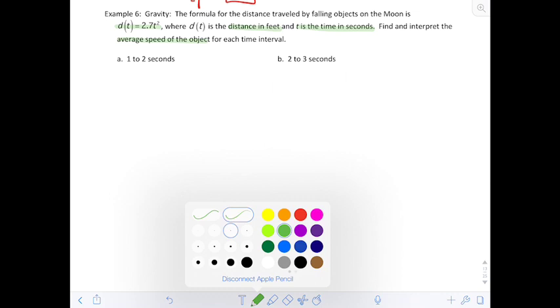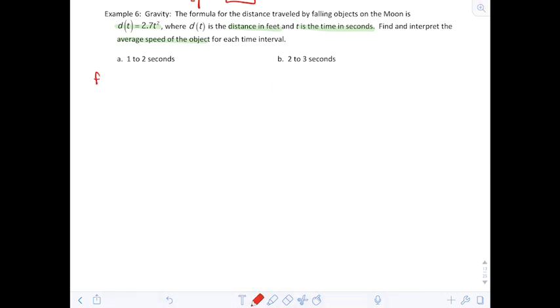So we're going to start out by finding, oops, I should use a D, sorry, D of 1. So the distance after 1 second, we're going to plug that in. 2.7 times 1 squared will be 2.7, and that would be feet. Then we're going to do distance after 2 seconds, D of 2. So 2.7 times 2 squared, and that gives me 10.8.